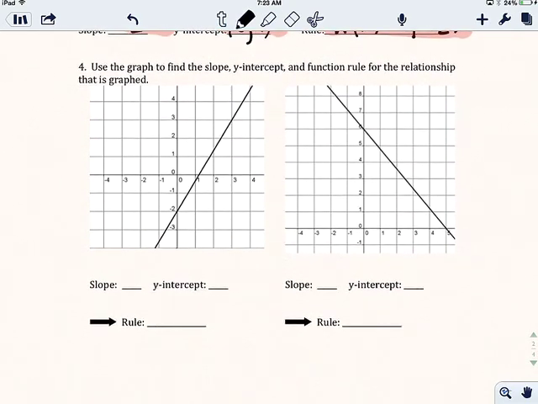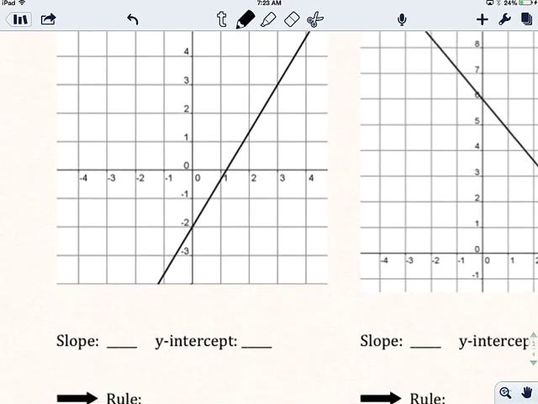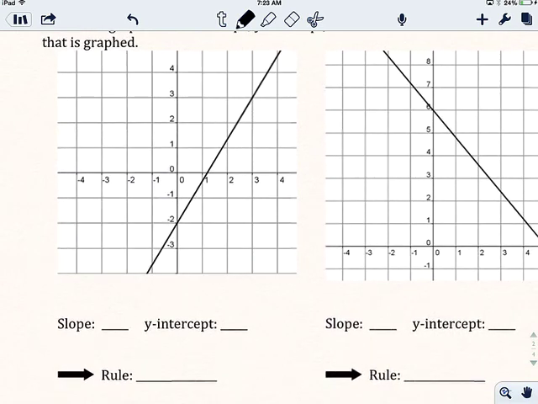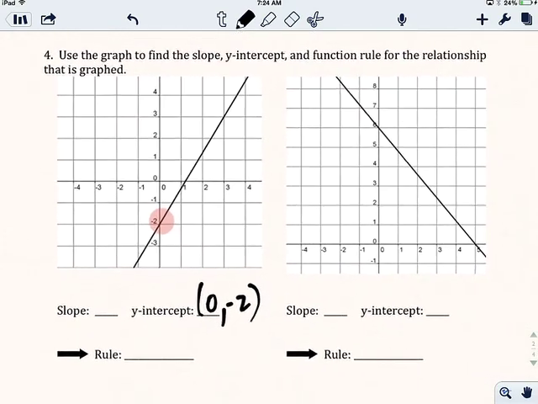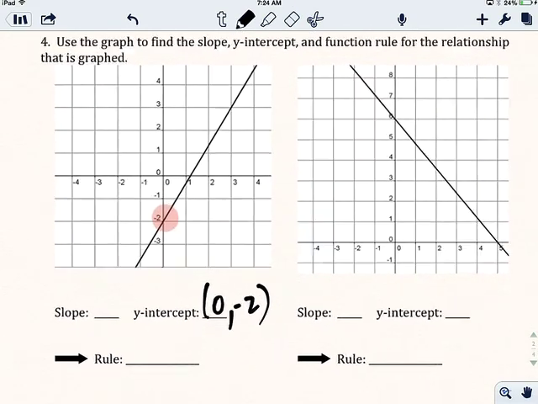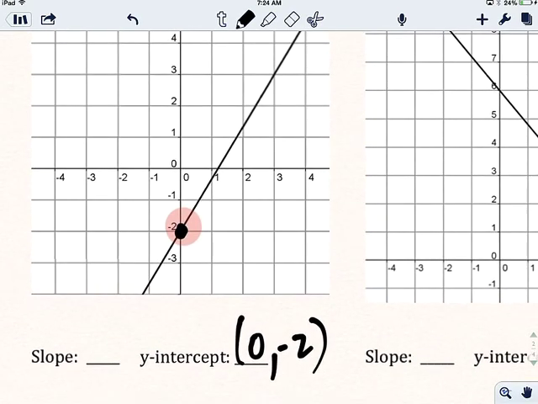Use a graph to find the slope, y-intercept, and function rule for the relationship that is graphed. Okay, so I think you guys probably tend to start with y-intercepts. I do too. So I'm going to look for the y-intercept. It's right here where it crosses the y-axis, and so that's 0, negative 2. And now I need to draw one of those triangles. So I need to find 2 points that I can be absolutely certain of their coordinates. Here's one. And then the next point that is perfectly clear is right here. And so my triangle is going to go up all the way there and to the right. And so I count the boxes, 1, 2, 3, 4, 5. So that's plus 5. And that's delta y.